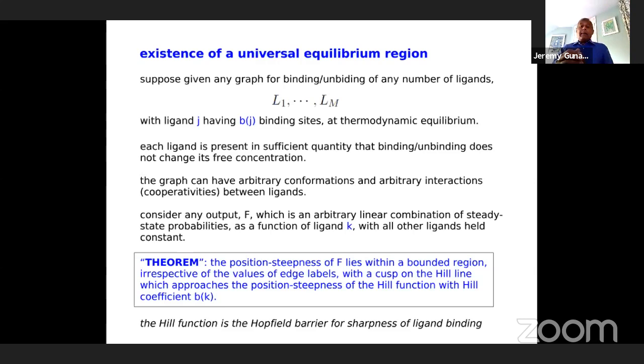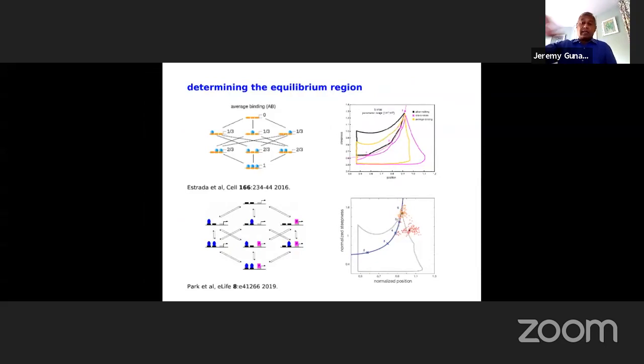The position steepness of this function lies within a bounded region, which doesn't depend on the parameter values. The shape of this region doesn't depend on the parameter values. It's an asymptotic region. And this region has a cusp which lies on this curve of Hill functions, and it approaches the position steepness of the Hill function, whose Hill coefficient is the number of binding sites for that particular ligand. So, if you accept this, which I realize must sound a little bit extraordinary, then it puts the previous results in a different light.